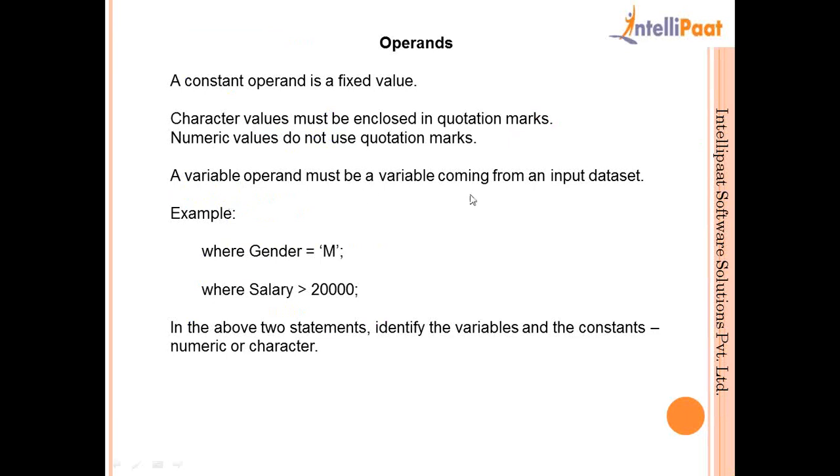A variable operand must be a variable coming from an input data set. For example, where gender is equal to M, it was a character field, which is why they have enclosed it in quotation marks. But salary is a numerical field, which is why they have given the numbers as they are, without quotation marks. In the above two statements, identify the variables and the constants, numeric or character.